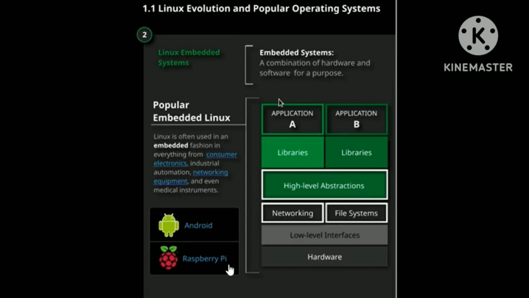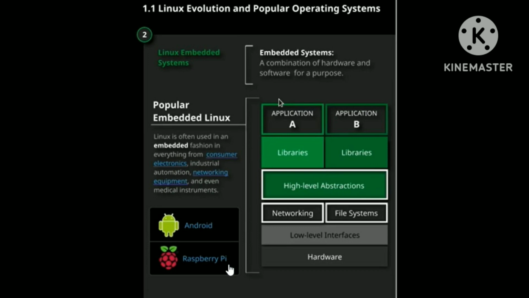Now that we are familiar with Linux distributions, let's move on and talk about embedded Linux. Let's start with the definition. What is an embedded system? An embedded system is a combination of hardware and software for a purpose.